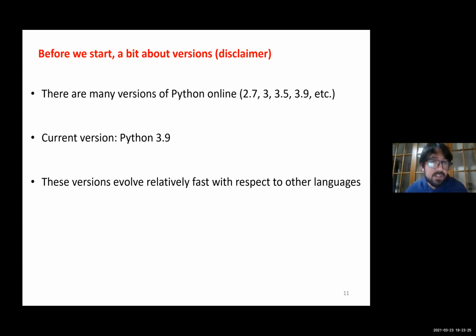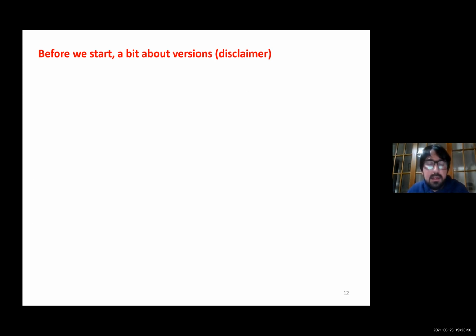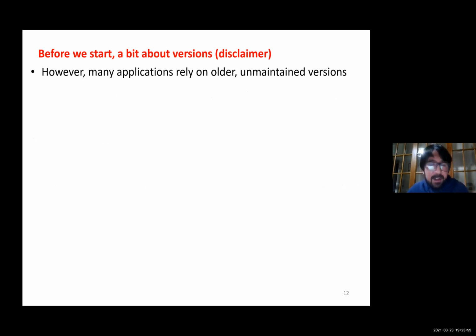The language, the version, I mean, last year 2.7 was deprecated, and just at the beginning of this year 3.5 was also deprecated. So that's just to tell you how fast. C++ takes like 5 years to change version sometimes. But the problem is that older versions, as I mentioned, are no longer maintained. However, a lot of applications still rely on older unmaintained versions, the ones that are deprecated.